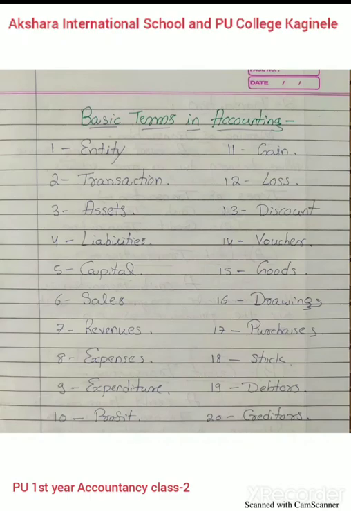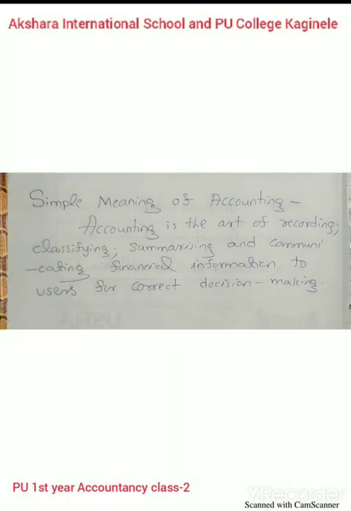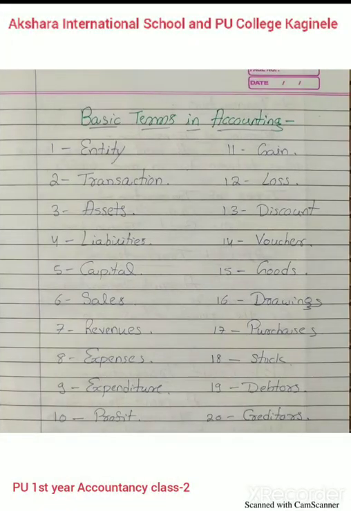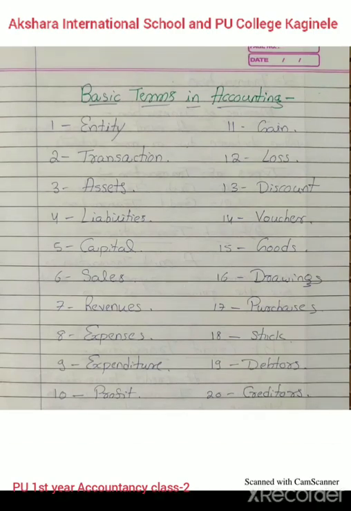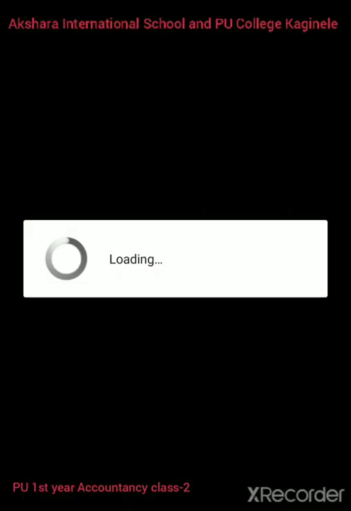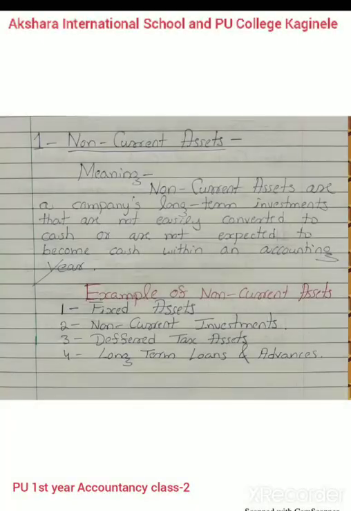In the previous part, we covered the simple meaning of accounting, definitions of accounting, and some major basic terms in accounting. In the accounting world, there are totally 20 major terms. Out of that, in our previous part, we covered entity, transactions, and assets. These three terms we covered. The fourth term is liabilities.